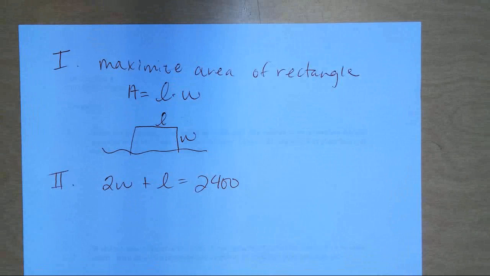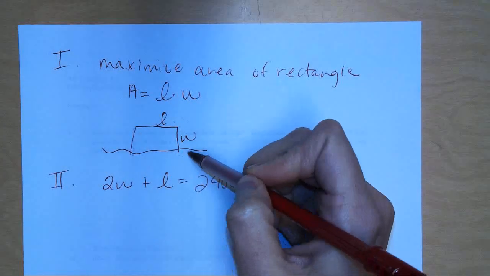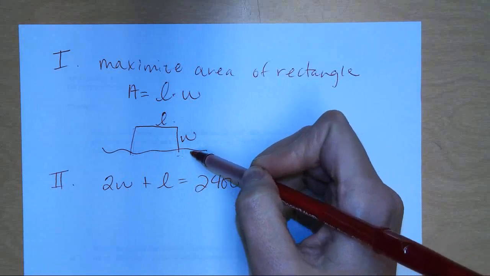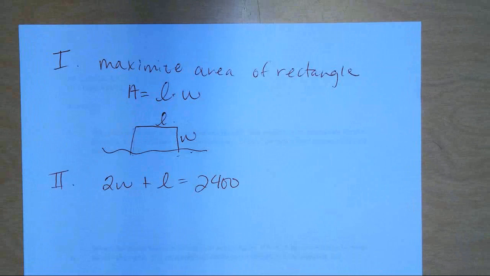2W plus L equals 2,400. This is where the fencing is going to go. The fencing is not going to go on the river. It's its own natural boundary. So we'd have 2W plus L equals 2,400.